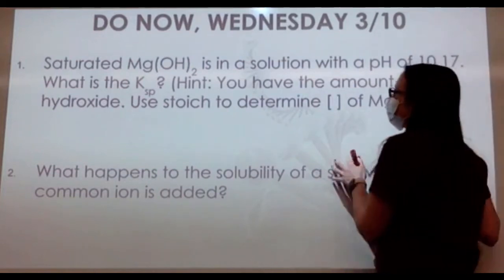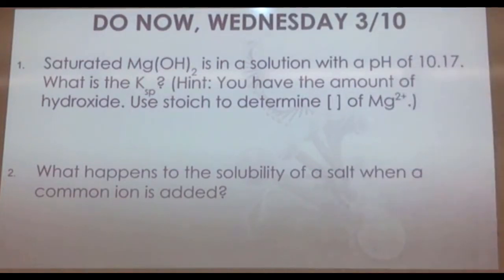For the do now, 2 questions here. Number 1 is a math question. Number 2 is just conceptual, asking about a common ion. So for number 1, it says saturated magnesium hydroxide is in a solution with a pH of 10.17. What is the KSP? And then I gave a hint.